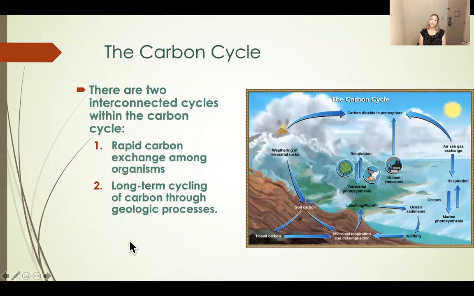Okay, so I mentioned short-term and long-term carbon cycling. Those are two different cycles within the overall carbon cycle. So rapid cycling refers to an exchange between organisms, whereas long-term cycling is through geologic processes like the formation of fossil fuels. And long-term just means the carbon stays there for a long time, whereas with rapid cycling, the carbon atoms are going from organism to organism relatively quickly.